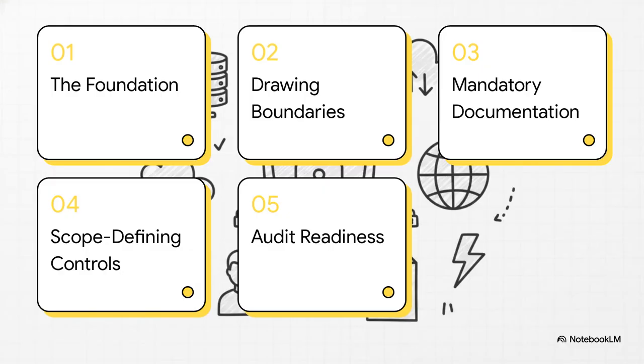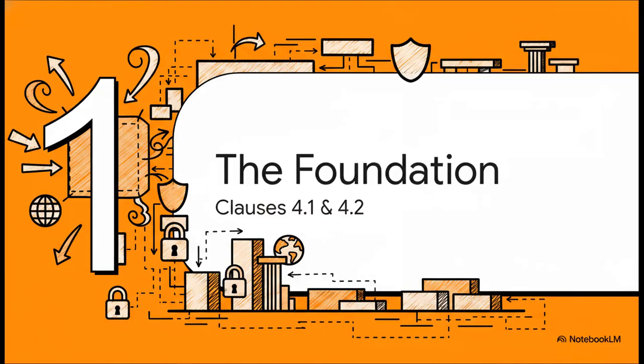Okay, here's our roadmap for today. First, the foundation, looking at clauses 4.1 and 4.2. Then, drawing boundaries. Next, mandatory documentation. After that, scope-defining controls. And finally, audit readiness. Let's jump right into Part 1, the foundation, covering clauses 4.1 and 4.2.